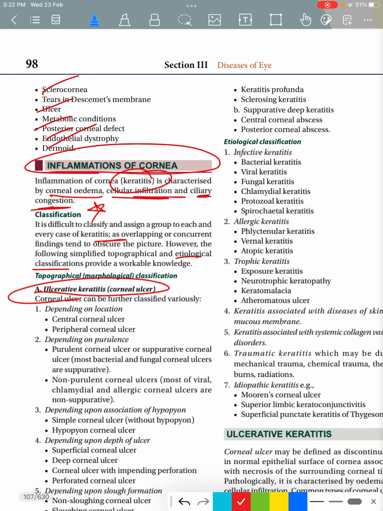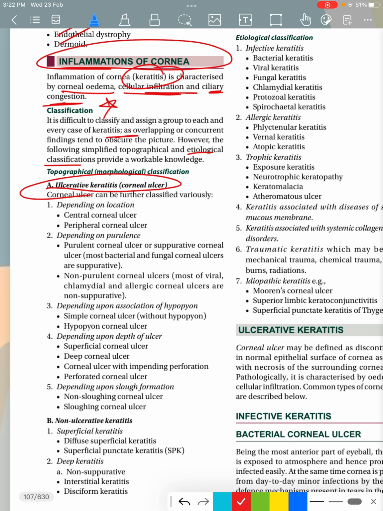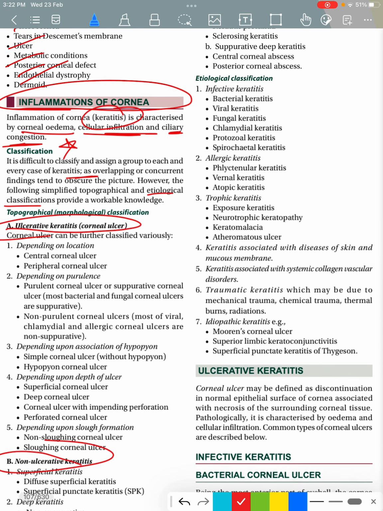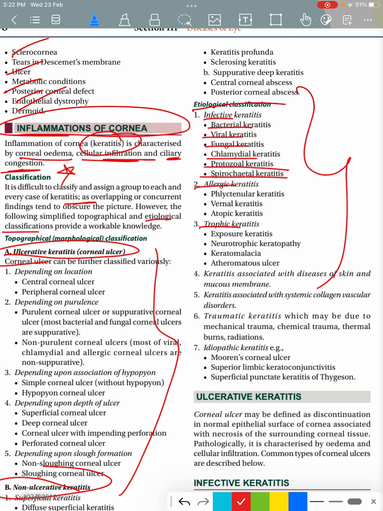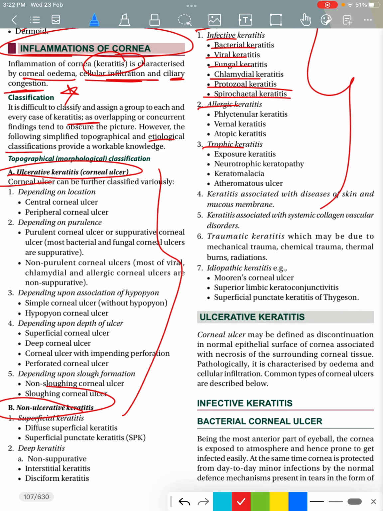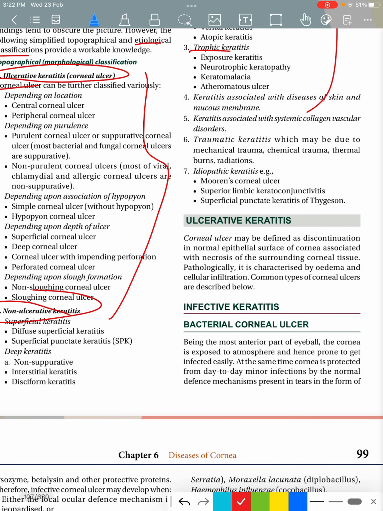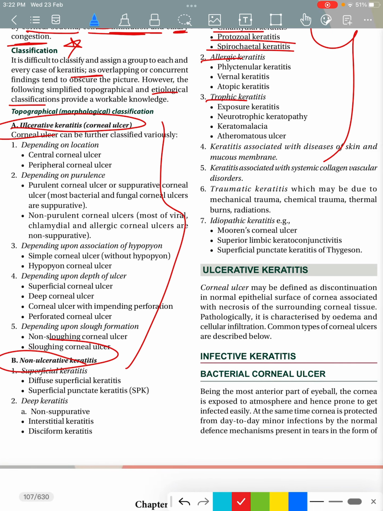You can classify based on morphology as ulcerative and non-ulcerative keratitis. Then you can classify based on etiology, like infective, allergic, trophic. Under infective come bacterial, viral, fungal, chlamydial, protozoal, spirochetal. So this classification is morphological, this is etiological. Okay, let's discuss each topic separately. First let's go into ulcerative keratitis.